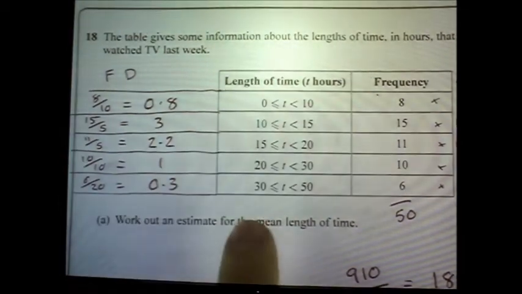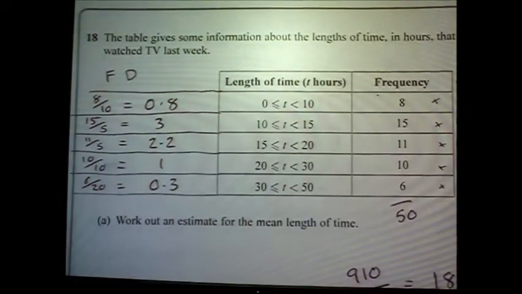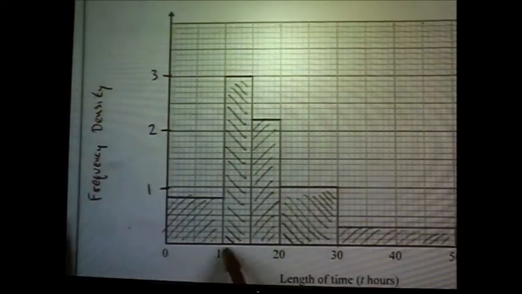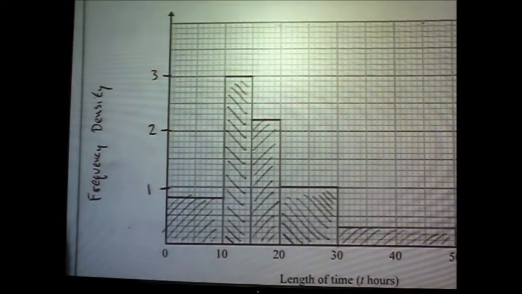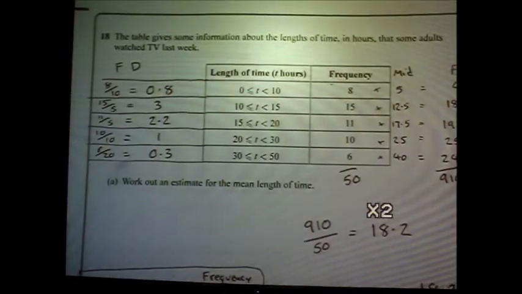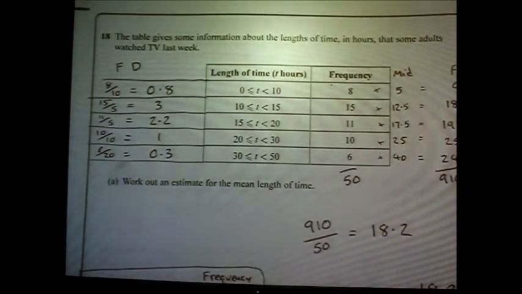the class width is 10 to 15, and it goes up to 3 on the frequency density. Look, goes up to 3. So down here, it is 10 to 15, and it goes up to 3. And I've done this for all of them. If you want to maybe make a note of what I've done there, the frequency densities and the length of times, then you can compare that to what I've done down here.